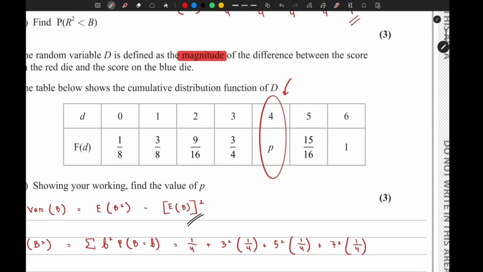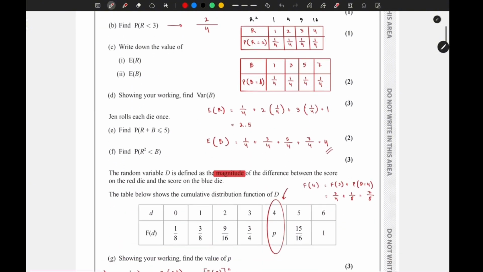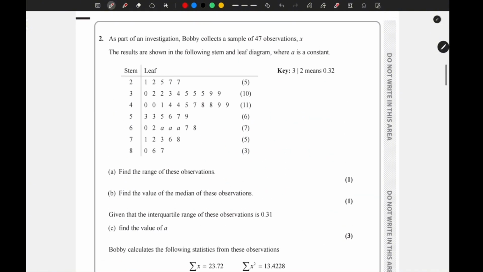Now the probability of D less than or equal to 4 is 7 over 8. The value of F4 will be equal to F3 plus the probability of D equals 4, because this is a cumulative distribution function. The value of F3 is 3 over 4 and the probability of D equals 4 is 1 over 8. So this will be equal to 7 over 8. So that is it for this question. Moving on to the second question.